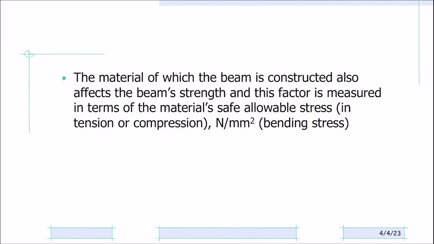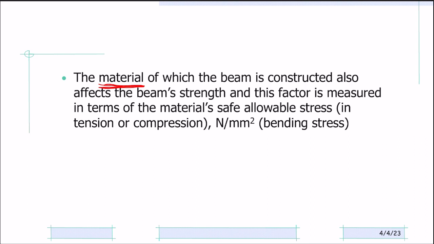Now we look at here about the allowable stress. Okay, sebab formula kita MR equal to Fz. So Z is section modulus and F, this refer to the safe allowable stress. Okay, the material of which the beam is constructed also affect the beam strength, and this factor is measured in terms of material safe allowable stress. Therefore, material ni yang effect juga kepada strength of the beam. So when we going to calculate the strength, meaning bending stress kan, so kita nak tahu how it resists the bending.